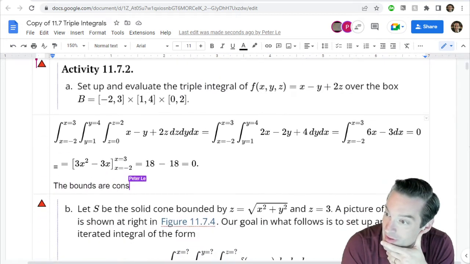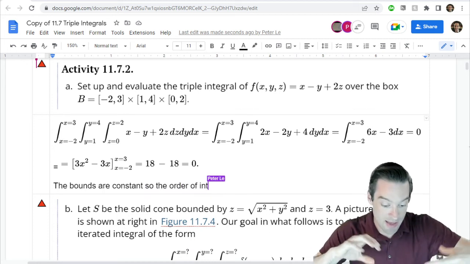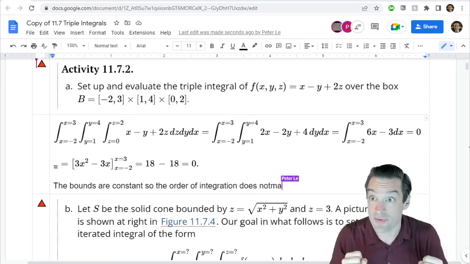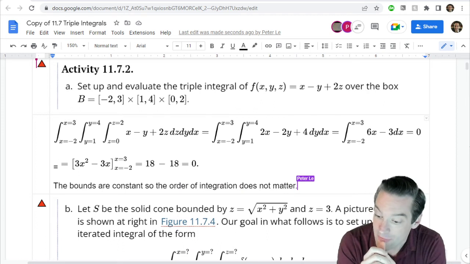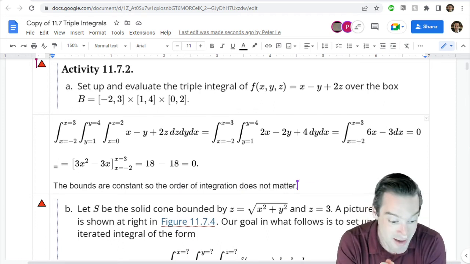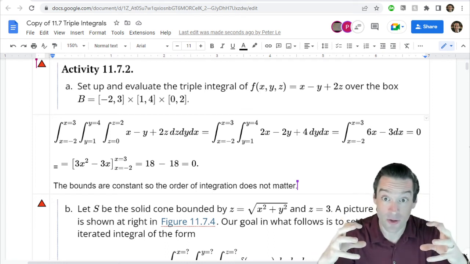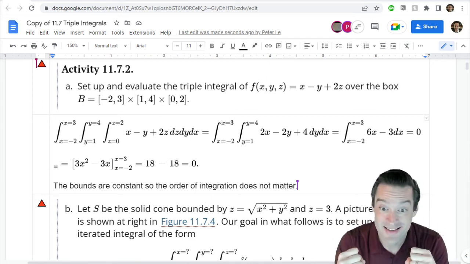So if this function x minus y plus 2z is seen as the density of space inside of this box, it's not a very good density function because it's negative in some places and it's positive in other places. But this means that this function is exactly as negative inside of that rectangular box as it is positive inside of that rectangular box.